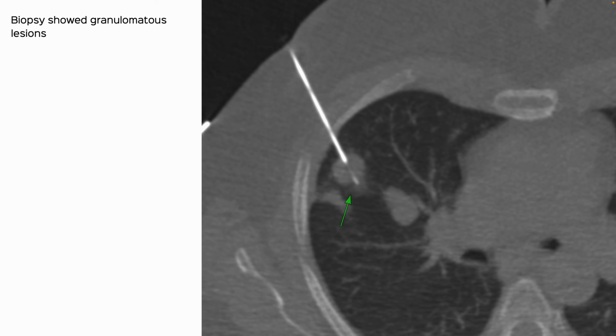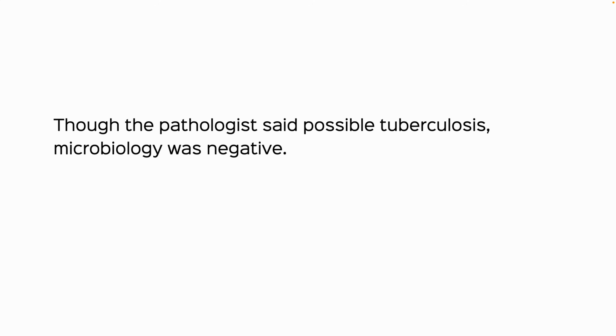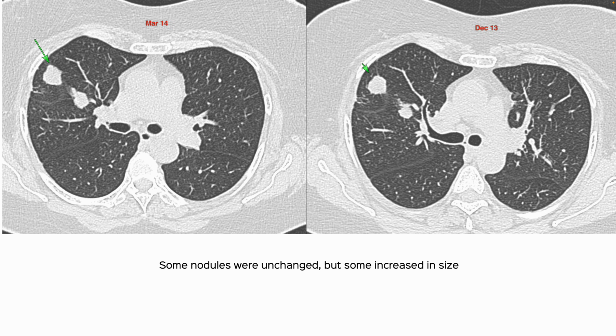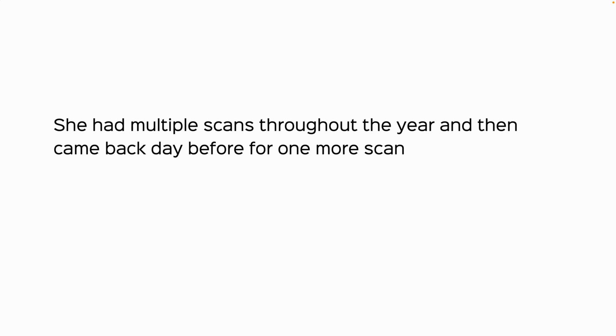I did a biopsy at the time, and it just showed granulomatous foci. The pathologist said it could be TB, but microbiology was negative, so the patient wasn't put on anti-TB treatment, and was observed. Now, I'm not sure whether the patient was given any other treatment or not, but some of the lesions remained the same, some increased, as you see here, about 5 months later.